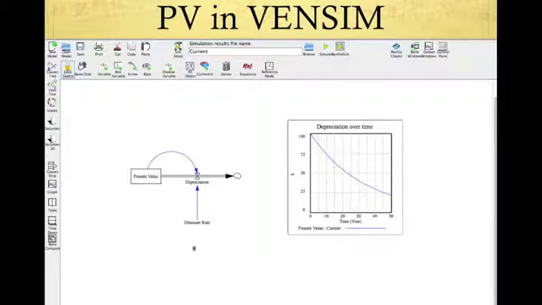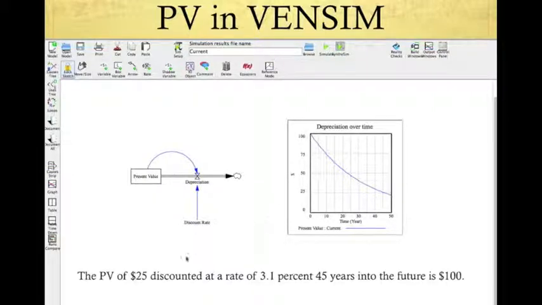The depreciation over time occurs at a specified discount rate, and you can also see that there's a time horizon plan here. In this case, you can do it over 50 years, and it'll give you essentially the depreciation of the initial amount, in this case $100. The way this curve could be read: the present value of $25 discounted at a rate of 3.1%, 45 years into the future, is $100.